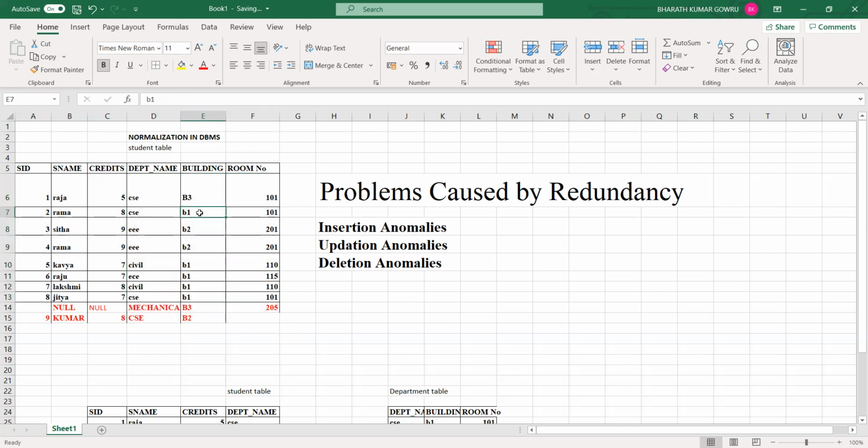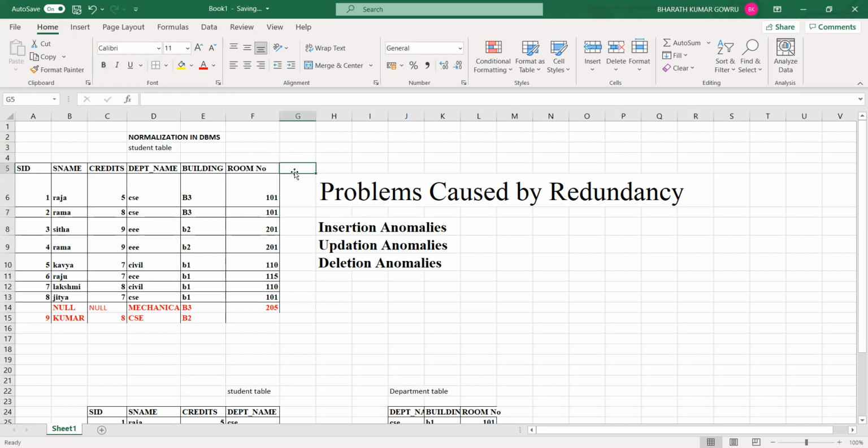At this time definitely we will update all the information of the building as well as the room number, because here the room number depends on the building, which depends on the department name. That's why we will also update all the students' building and room number. This is simply the problem related to updation anomalies.